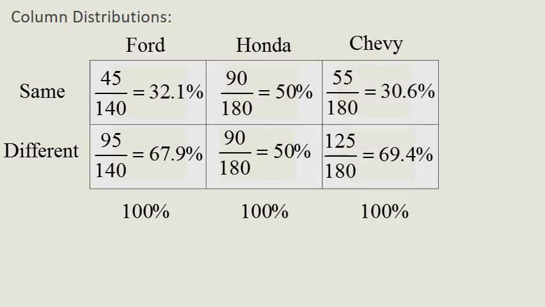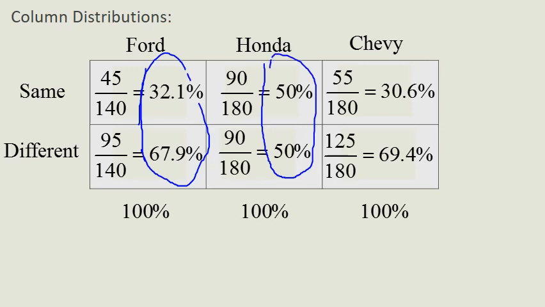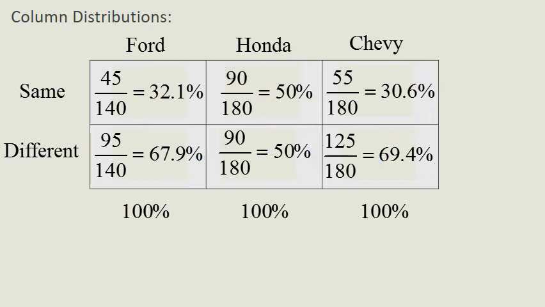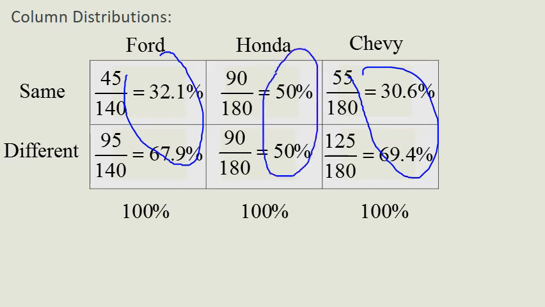These are the column distributions. The first column represents the distribution of brand loyalty for Ford. The second column represents the distribution of brand loyalty for Honda. And the third column represents the distribution of brand loyalty for Chevy. Looking at the numbers, we can see that Ford and Chevy are pretty similar, but Honda is very different. So it should be no surprise that we rejected the null hypothesis that they are all equal.